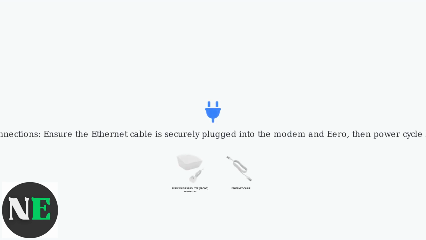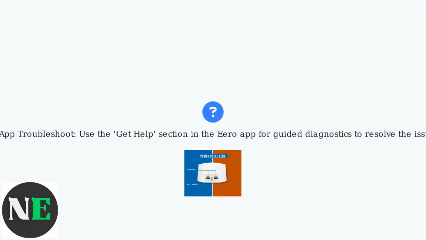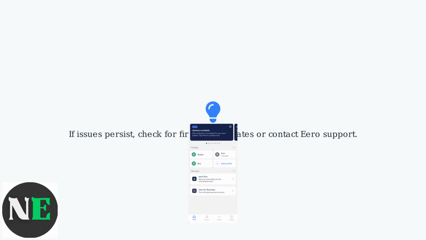Third, check your connections by ensuring the Ethernet cable is securely plugged into both the modem and the Eero gateway. Then power cycle both devices by unplugging them for 30 seconds. Fourth, use the Get Help section in the Eero app for guided diagnostics, which can often resolve the issue quickly. If the problem continues, check for firmware updates in the app or contact Eero support for further assistance.